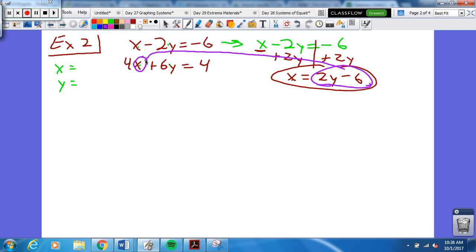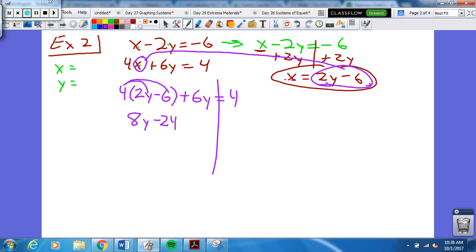So this x right here, I'm going to put all of this fun stuff there. Check it out. So 4 times, not x now, we have x equals 2y minus 6. So 4 times 2y minus 6 plus 6y equals a big 4. Oh, don't forget to distribute. A lot of people mess that up. Don't forget to distribute. 8y minus 24 plus 6y equals 4.